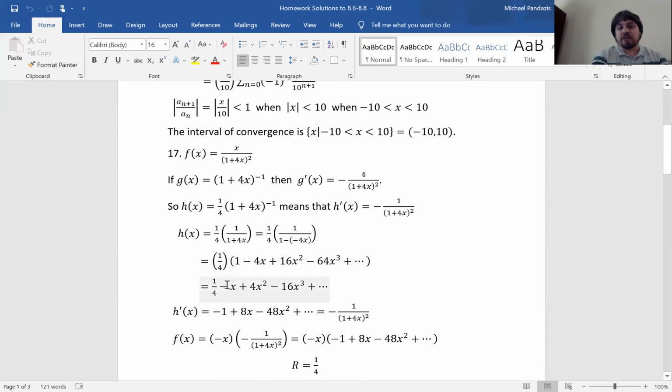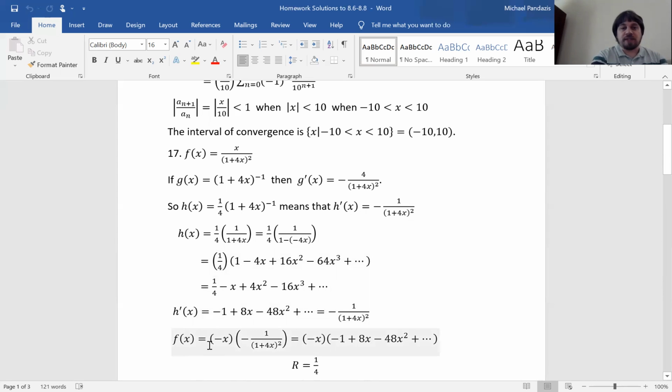So h prime of x is just differentiating the power series term by term and adding the derivatives of each term. So you have the derivative of 1/4 is 0, the derivative of negative x is negative 1, the derivative of 4x squared is 8x, the derivative of negative 16x cubed is negative 48x squared. And so you get this alternating sum here, and it's equal to negative of 1 over 1 plus 4x squared. Okay, because you see the h prime of x there.